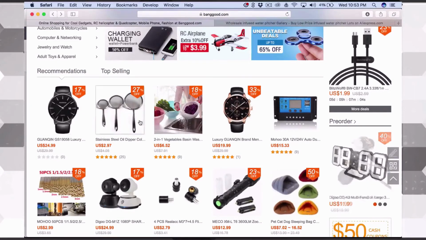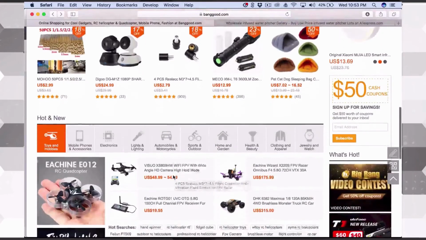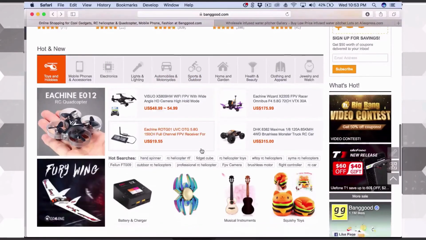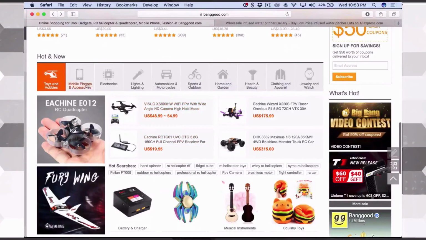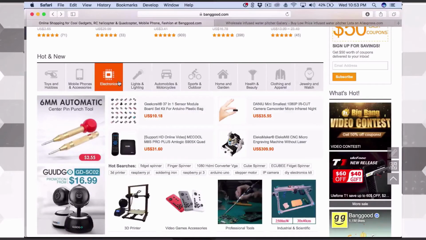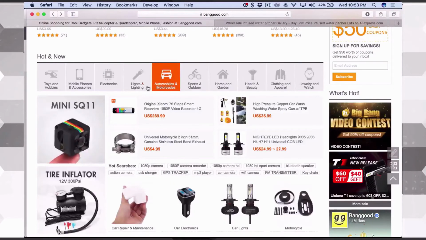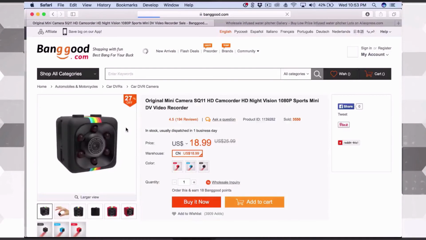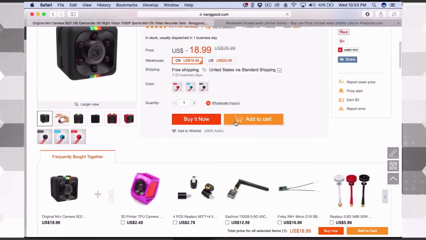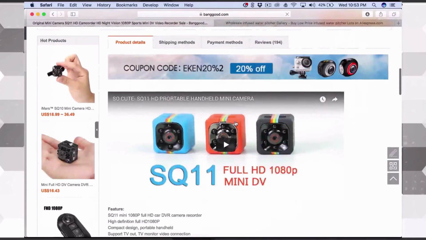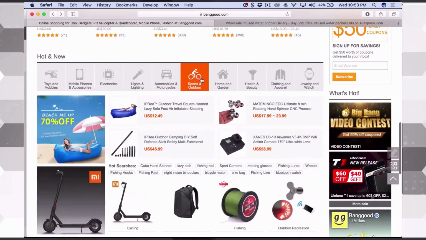Okay, so these are my recommendations, all right? They give you some really cool ideas sometimes. But if I scroll down here, hot and new is really the section you want to be at, okay? Because it shows you the hot and new products. So that's electronics. This is a really cool product right here, this little mini camcorder thing is super cool. I'm going to show you guys on Ecom Hunt that this product is on Ecom Hunt, and I just like the way that they format this, right?